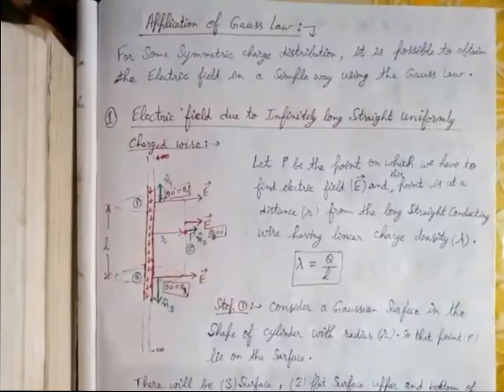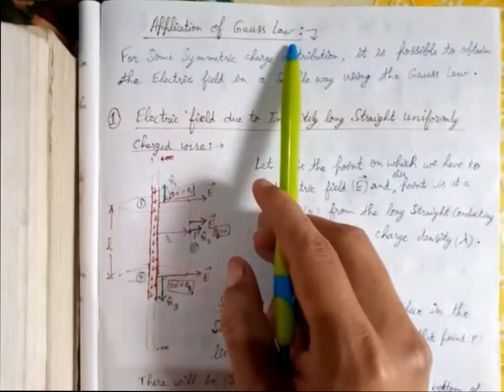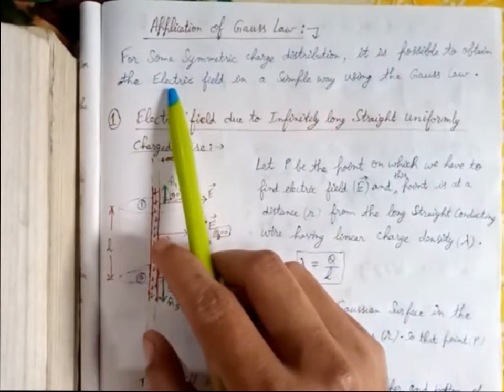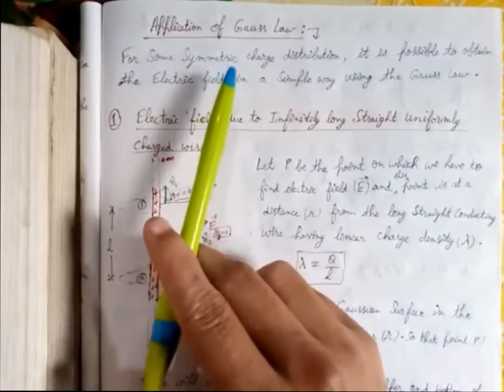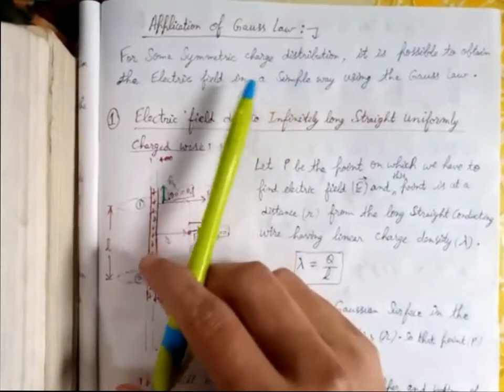Now we have to start the next topic, that is application of Gauss law. This is also a very important topic because questions generally come in the examination from this section, of 4 to 5 marks. So there are four basic applications of the Gauss law.